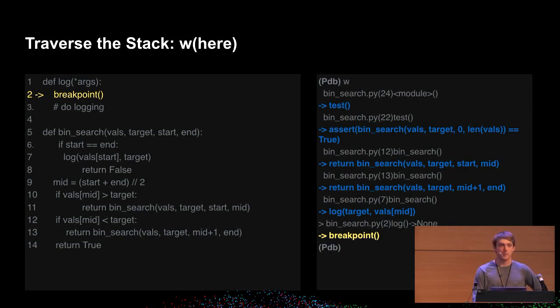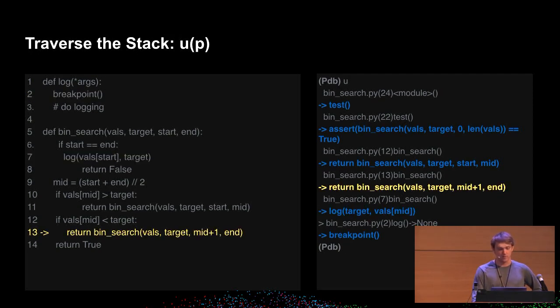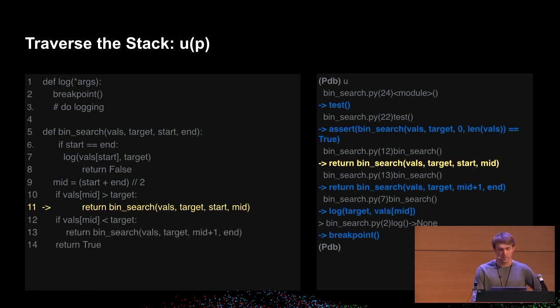And we can actually go up and down the stack as we need to see what context these functions were called in. So if we type up or U, then we'll go up to where the log was called. We can type up again to go up even further, or up again to go up even further. We can type down to go down the call stack.